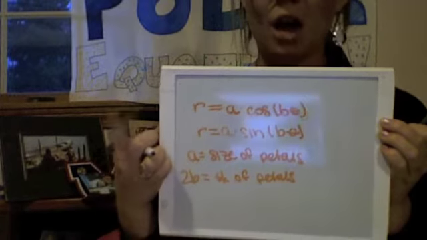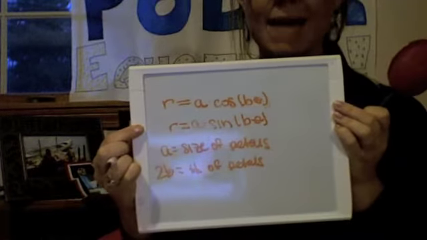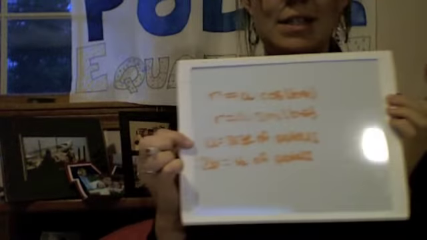Okay, so we have r equals a times cosine of b theta, or r equals a times sine of b theta. And so a is the size of the petals, and b times 2 is the number of petals that there's going to be, for the most part. It's going to make a lot more sense when we graph that.